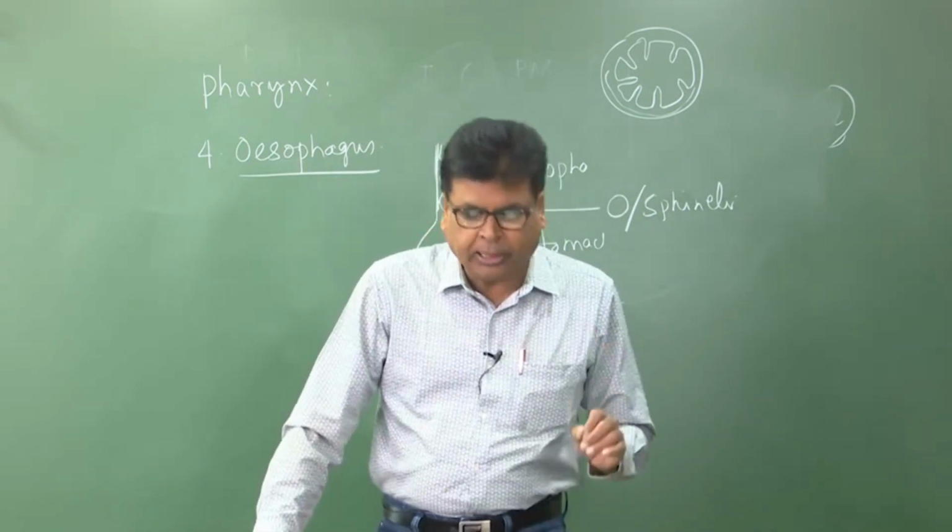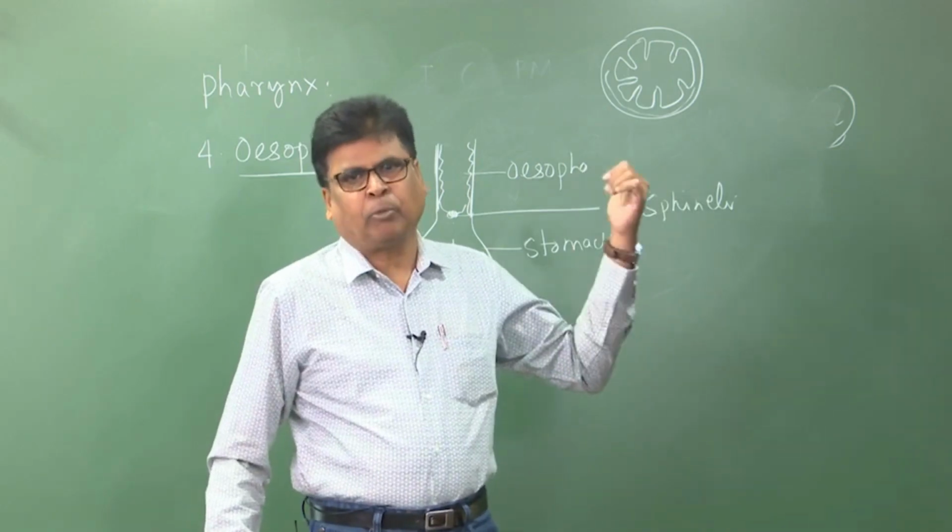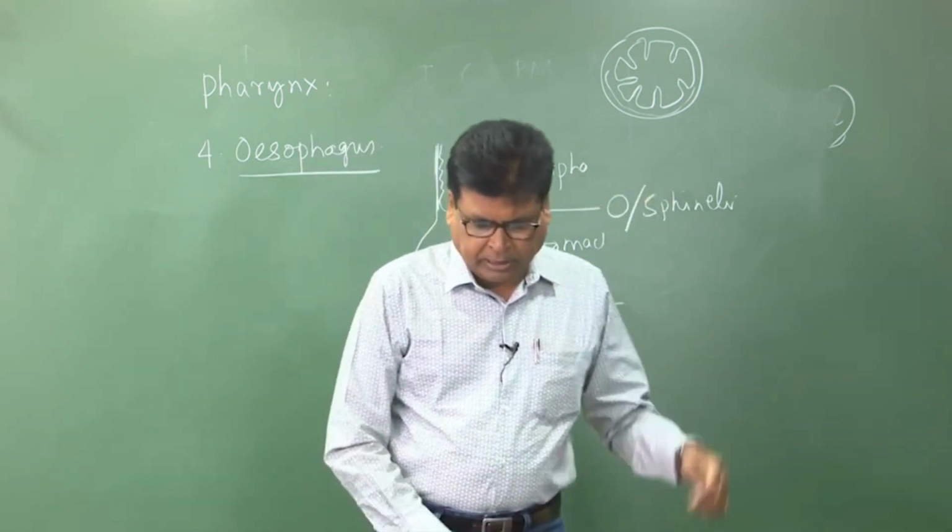Secondly, taste buds are embedded in the mucosa, and there are large, deeply sunk mucus secreting glands opening to the lumen of the oesophagus in case of these bony fishes. Okay. So now come to the next one.